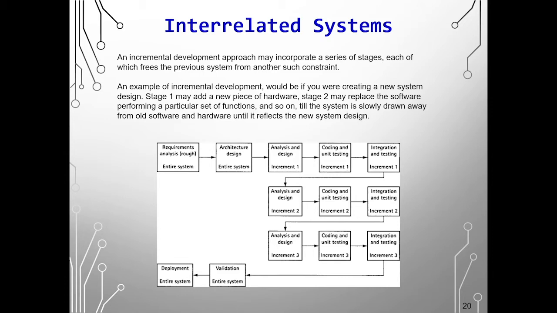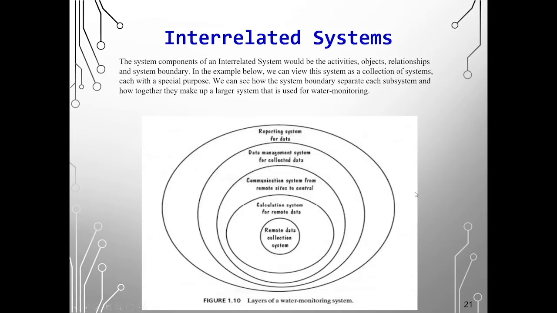the new system design. In the example below, you can see an incremental development approach on designing, coding, and testing the system, which is done in 3 increments before validation and deployment. This system shows the system components of an interrelated system, which would be the activities, objects, relationship, and system boundaries.